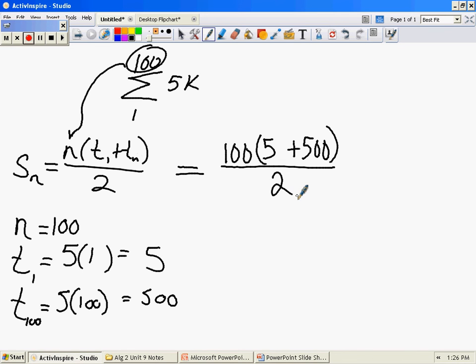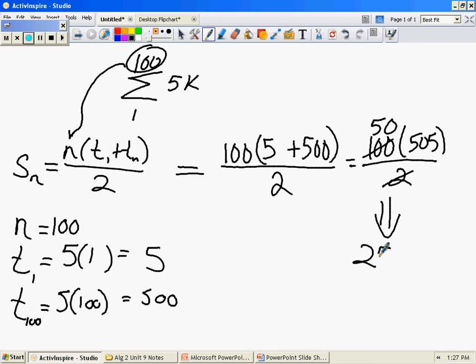And so from here, we just have to do our order of operations. So let's do the parentheses first. 500 plus 5 gives me 505. Now my advice to you is you could multiply in the numerator first and then divide, but I think it's easier to divide first. What number does 2 divide evenly into? It goes into the 100, right? Because that's an even number. So 2 can go into 100 50 times. And then from here, you're just going to need your calculator to multiply that. 25,250.